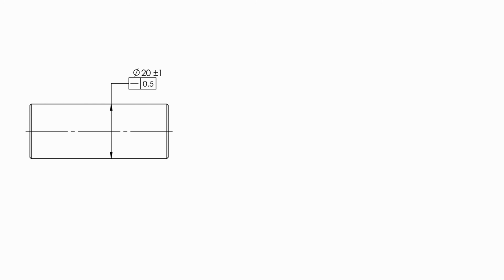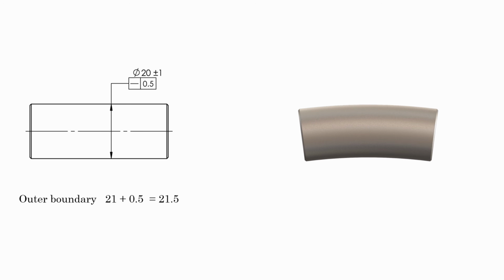For example, here the outer boundary of the pin is 21.5 mm: MMC of the pin, 21 mm, plus a straightness tolerance of 0.5 mm. Now let's say the pin is produced at 20 mm with a straightness deviation of 1.5 mm. The outer boundary will remain the same, 20 plus 1.5, 21.5 mm.